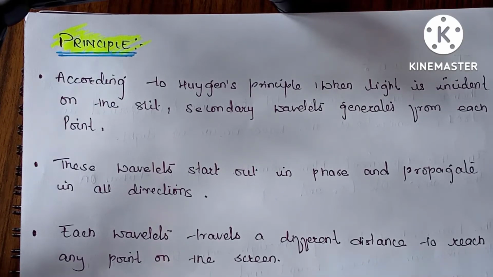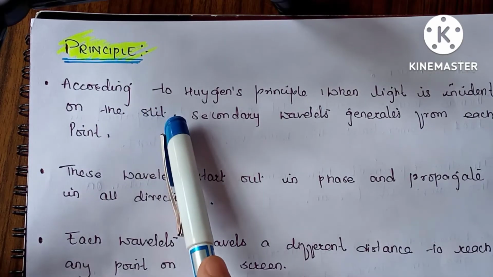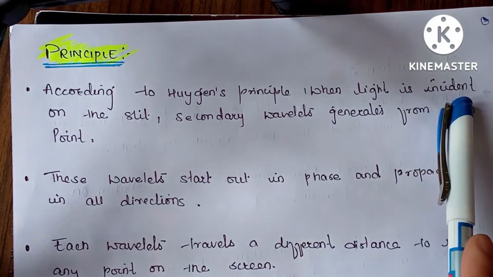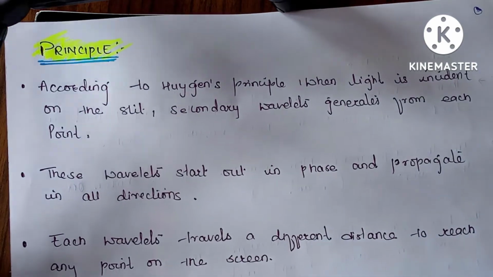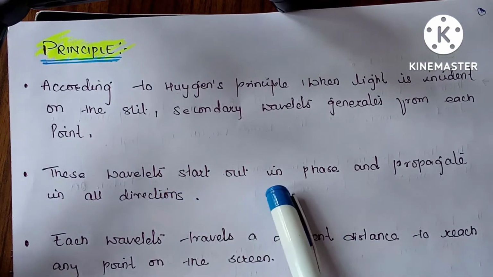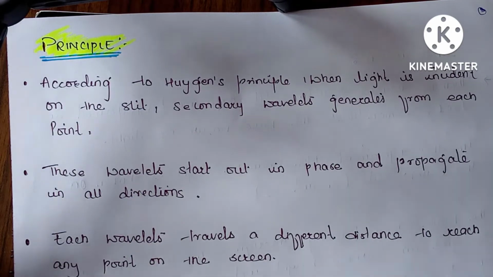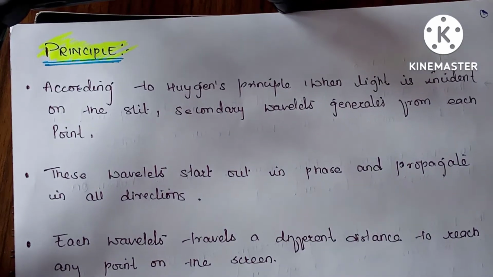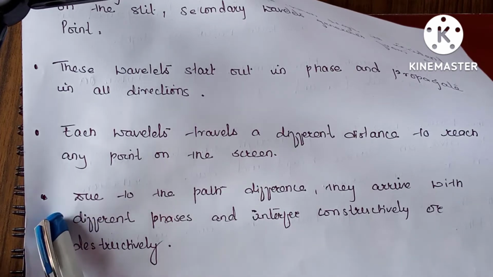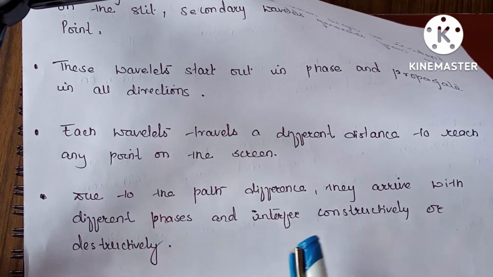Now moving towards the principle. Here are some principles. Point number 1. According to Huygens' principle, when light is incident on the slit, secondary wavelets generate from each point. Point number 2. These wavelets start out in phase and propagate in all directions. Point number 3. Each wavelet travels a different distance to reach any point on the screen. And at last, point number 4. Due to the path difference, they arrive with different phases and interfere constructively or destructively.